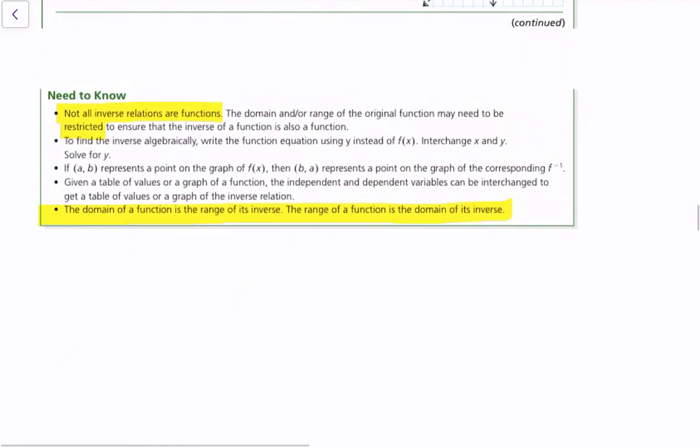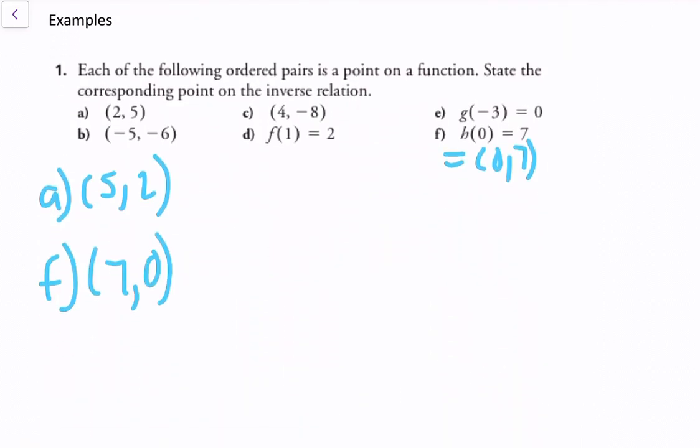Okay, so then here's some examples. Each of the following ordered pairs is a point on a function. State the corresponding point on the inverse relation. So it's pretty straightforward. We're just switching the x and y's. So for A, we have (2, 5). That switches to (5, 2).